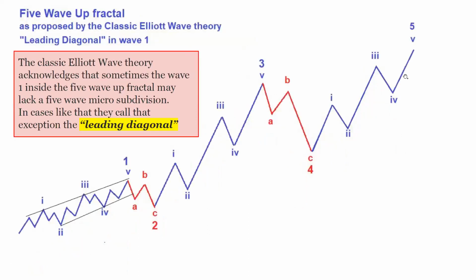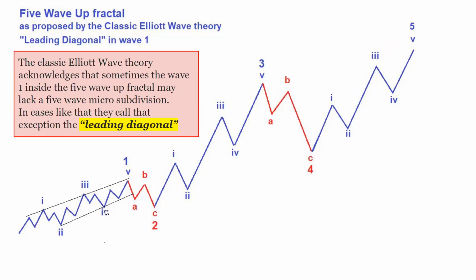But that was not the only problem. People who came up with the theory realized that not all the time would those waves 1, 3, and 5 be composed of 5 microwaves. They noticed that there were cases where those waves were structured as ABC. The initial idea was that waves 1, 3, and 5 would be composed of 5 microwaves, while corrective pullbacks in waves 2 and 4 would be ABCs.